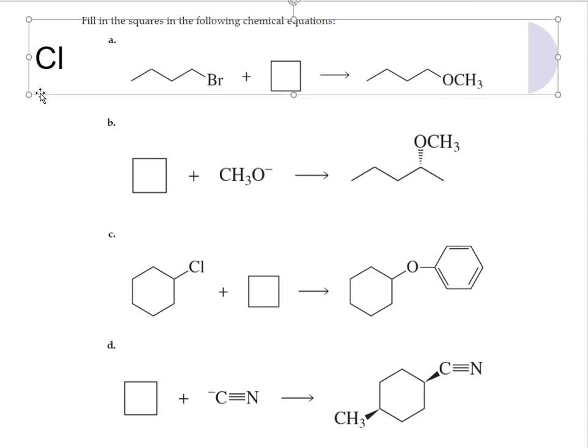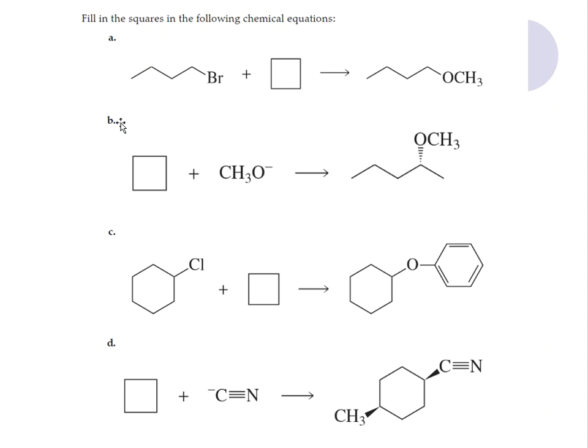Here we see a question and it says, fill in the squares. Tell me what is needed in order for this to happen. Okay, so let's take a look at A. If I look at A, there's the alkyl halide. They want to know, what do I add with it in order to get this as a product? Okay, so 1, 2, 3, and 4 carbons. 1, 2, 3, 4 carbons.